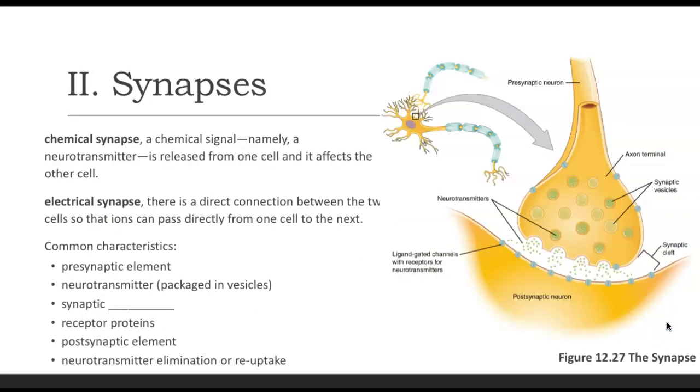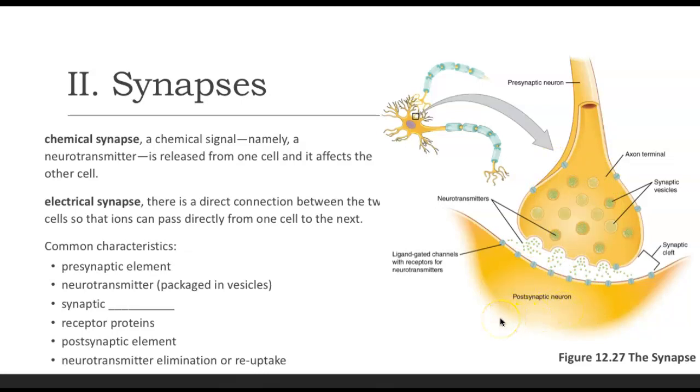And now for a little bit more detail on synapses. There are actually two different types of synapses that we can talk about. We have chemical synapses, which is a chemical signal, namely through these neurotransmitters that are released from one cell and it affects another cell, or postsynaptic neuron in this case.